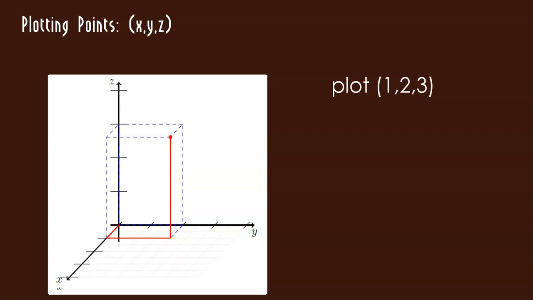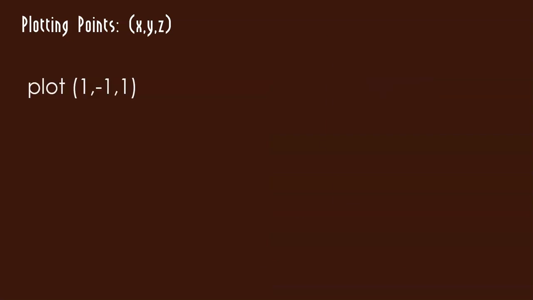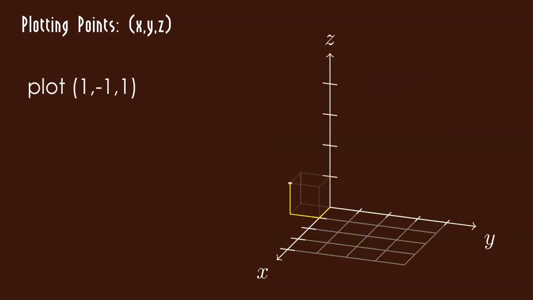Let's look at another one. Let's do 1, -1, 1. So here's my graph. I have a little gray box. Notice I go 1 along the x, then -1 to the y, and then 1 to the z. Again, I'll draw a little box to help me see where this point is.